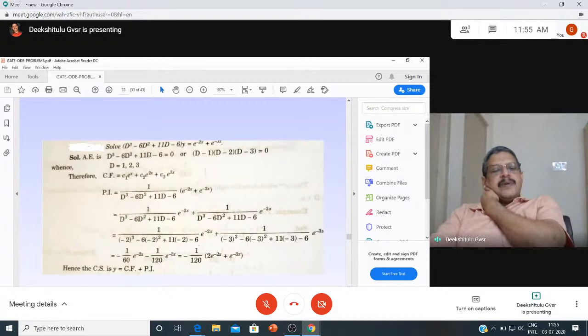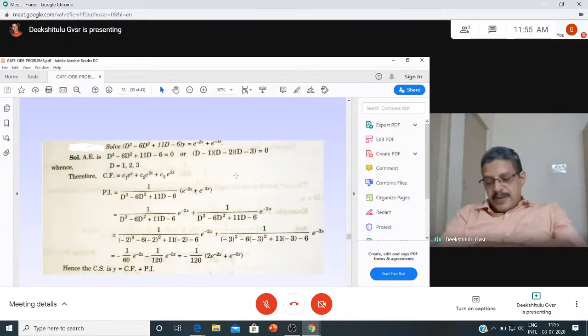Next, we solve (D^3 - 6D^2 + 11D - 6) y = e^(-2x) + e^(-3x). So the auxiliary equation is m^3 - 6m^2 + 11m - 6 = 0, the roots of which are m - 1, m - 2 and m - 3. The roots are 1, 2, 3. So the complementary function becomes c1 e^x + c2 e^(2x) + c3 e^(3x).